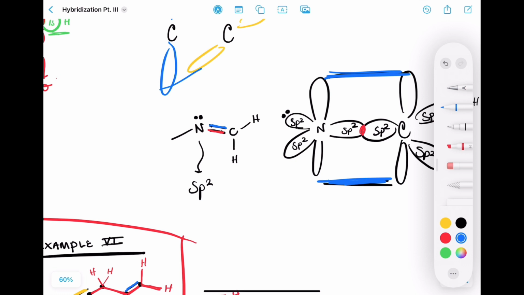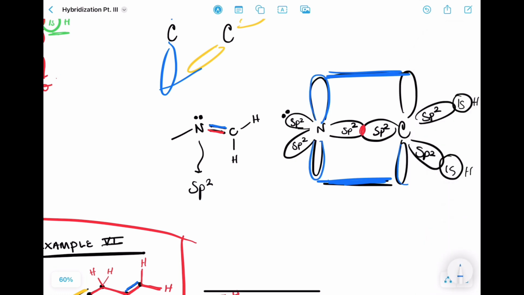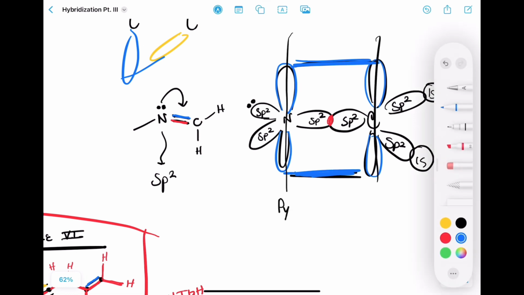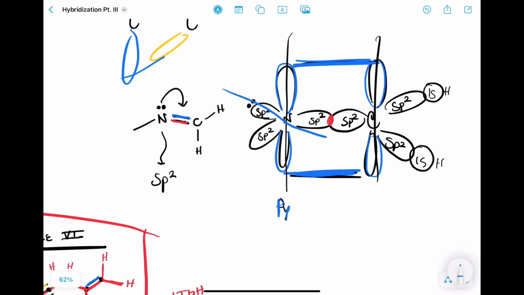These orbitals are not in the same plane as the lone pairs. So the temptation here is to drop a lone pair in and form a triple bond. That can't happen because these are in the PY plane. Let me draw them in blue. But this is in the Z plane. So the sp2 is in the Z axis. You cannot drop those lone pairs down to form resonance. They're not on the same axis. So that's an important concept to remember.